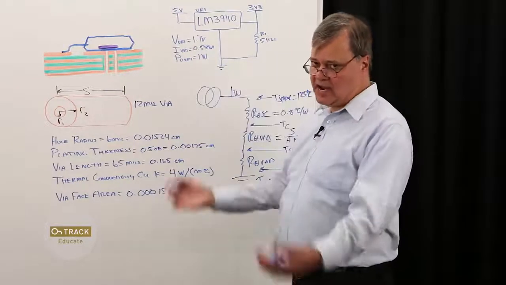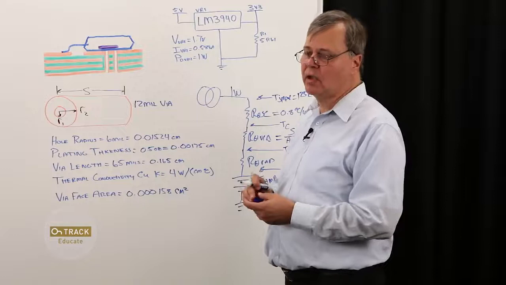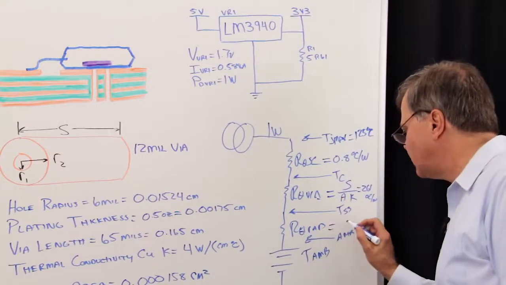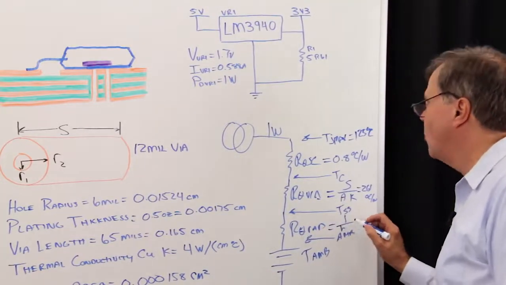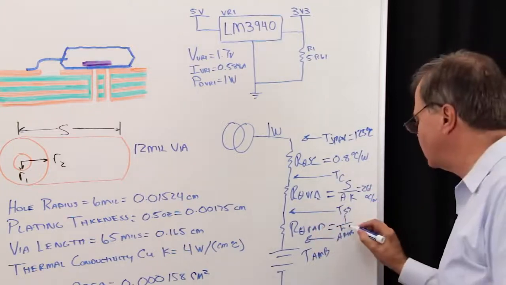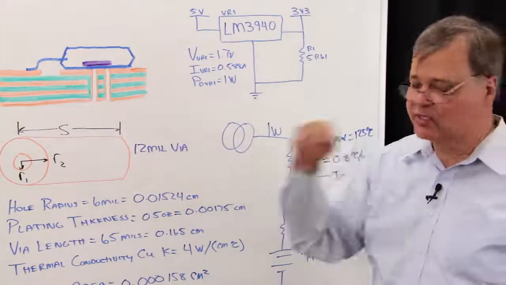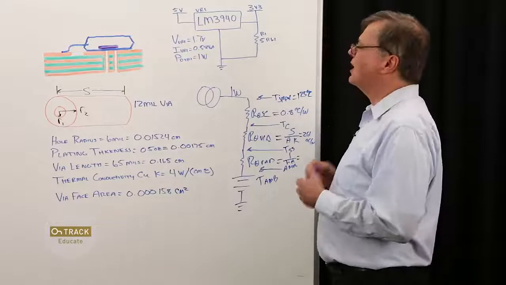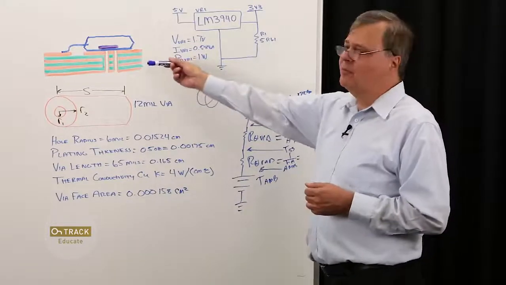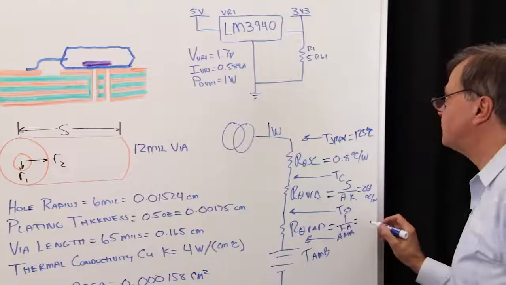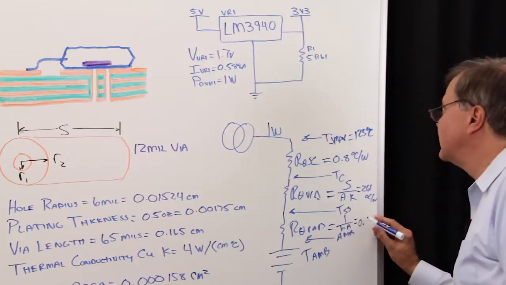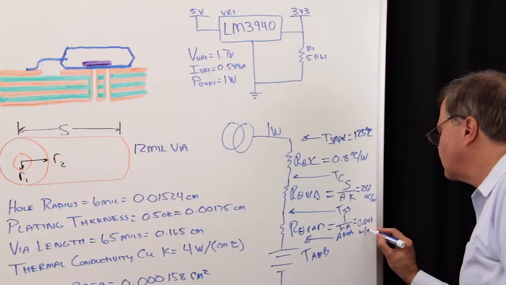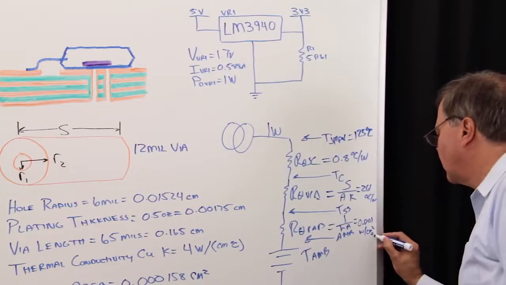Now, when we're looking at this thermal plane radiating into space, now we have to go back to the model of a surface radiating into a fluidic environment. And you'll recall that that's equal to 1 over H, which is our heat transfer coefficient, times the surface area that's radiating. Now, a good first order number for our heat transfer coefficient for a copper surface to air is 0.001 watts per centimeter squared degree C.